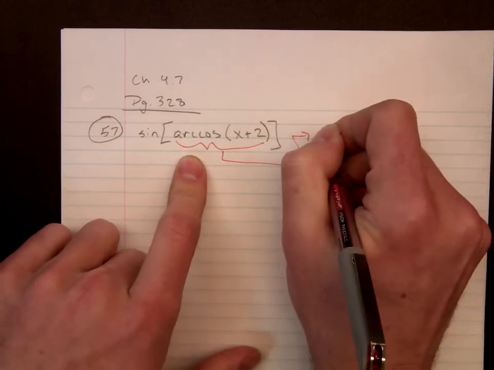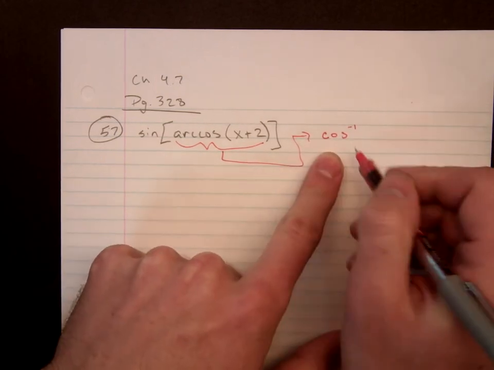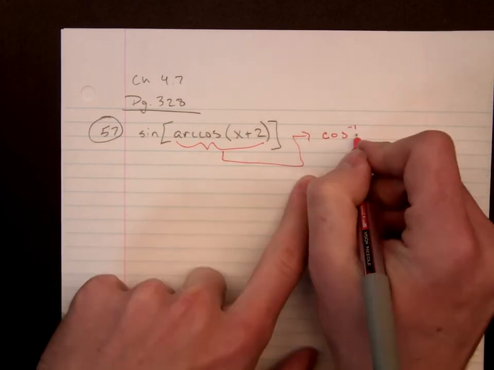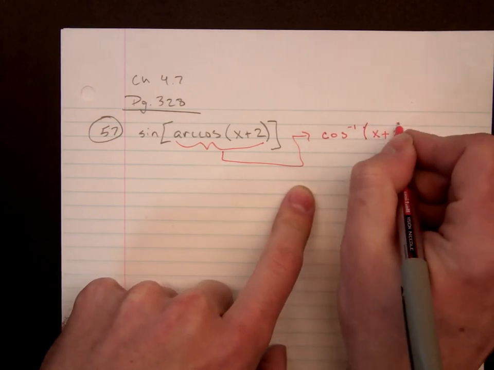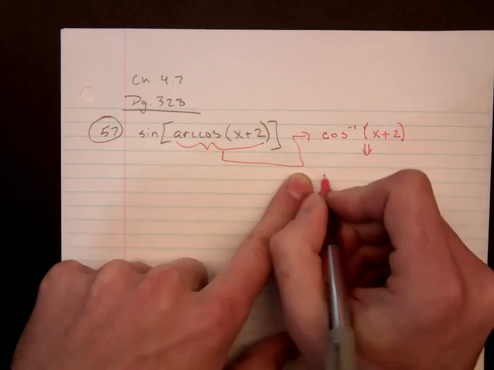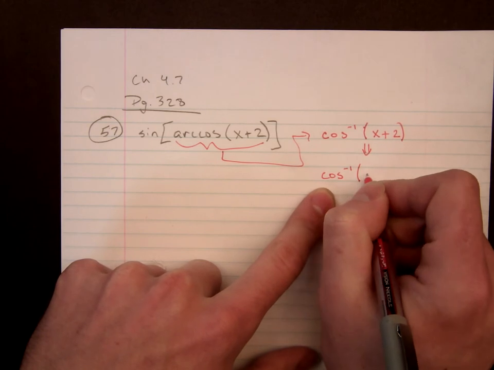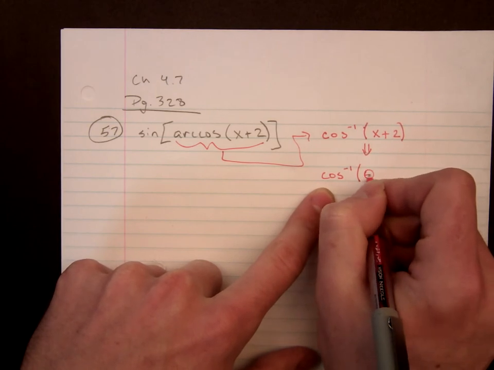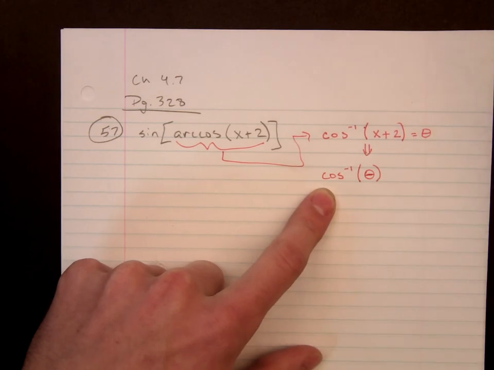So here I'm going to have arc cosine, which I'm going to go ahead and rewrite. I'm just going to write cosine to the -1. Again, that's inverse. Two ways of writing the same thing. And here we have of x plus 2. Okay. Well, I know that this is really the same thing as saying cosine of some angle theta, and that's what I'm looking for, is theta. So basically saying that this is equal to theta.